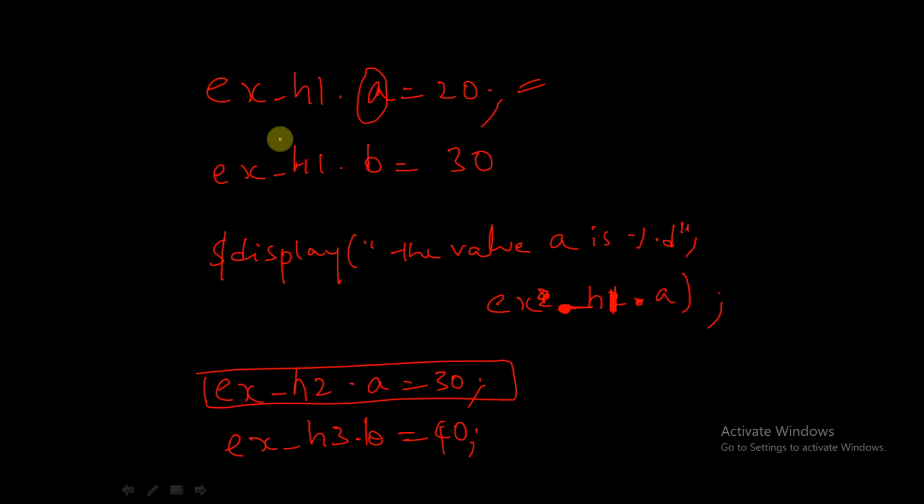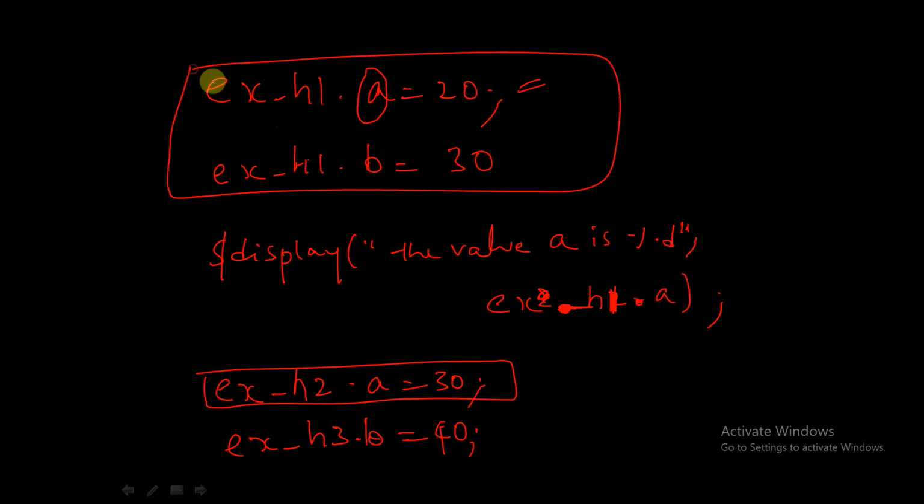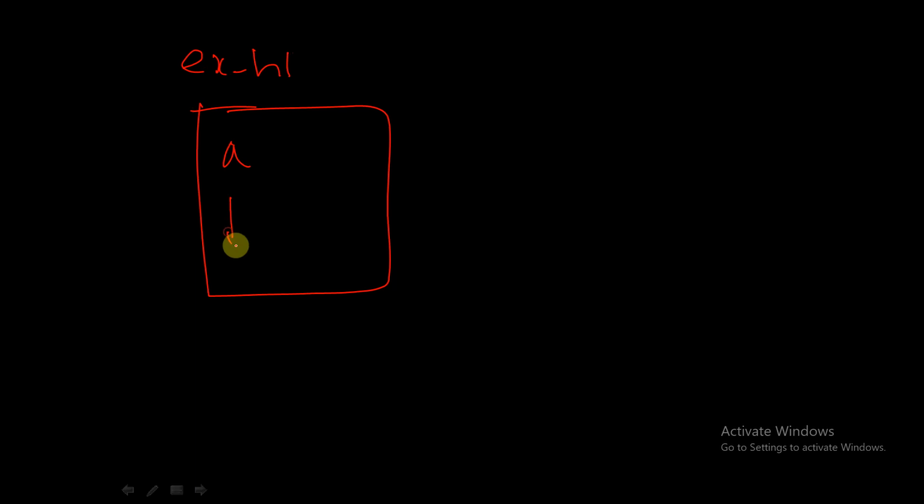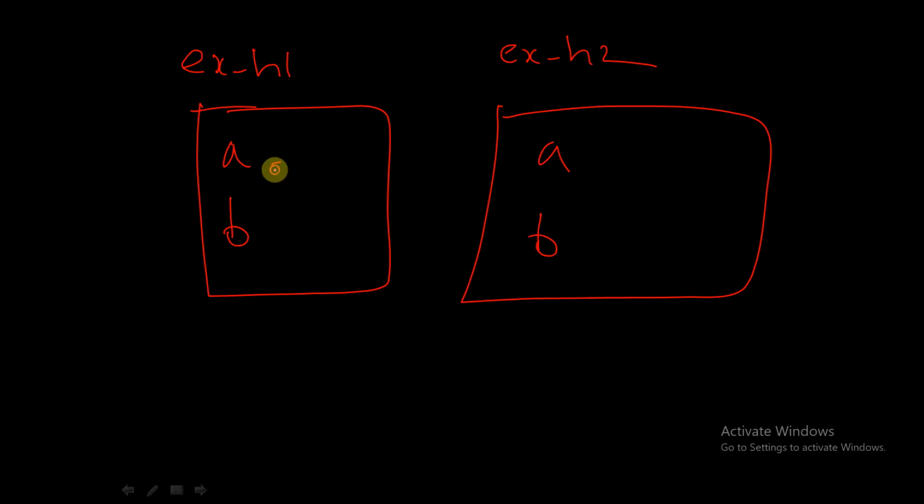In today's session, what we are doing basically is creating two objects and modifying the values of the same property with the help of the two objects. We are modifying the value a with one object handle, but it is not reflected inside another object handle. That means each object handle has its own copy. So ex_h1 has its own copy of a and b, and ex_h2 has its own copy of a and b. Up to here, is it clear? I hope it is clear.